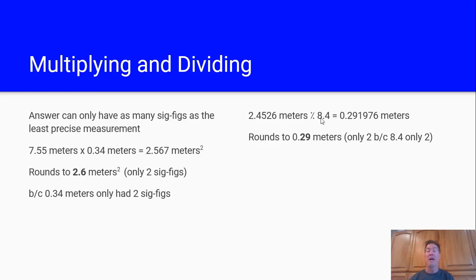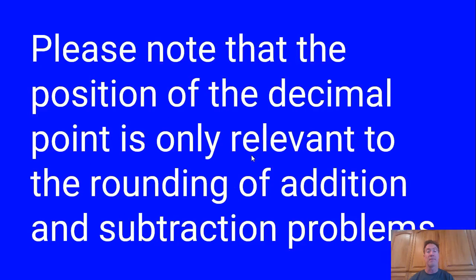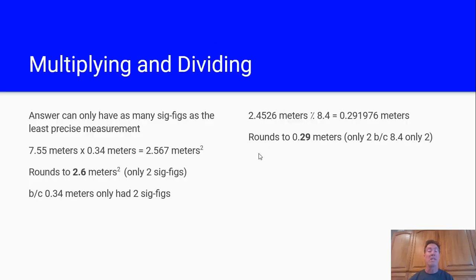And I'm limited because I divided by a number with only 2 sig-figs, so my answer can only have 2 sig-figs. Please note that the position of the decimal point is only relevant to the rounding of addition and subtraction problems. So we don't care about the position of the decimal point when we're multiplying and dividing. We only care here about the number of sig-figs in every calculation. And our answer is limited to the least amount of sig-figs that we used in the calculation.